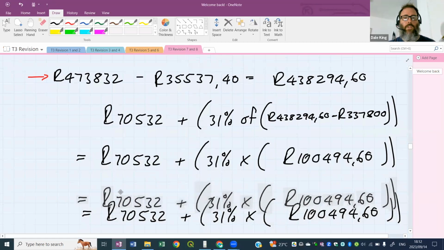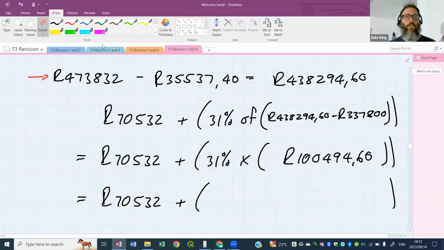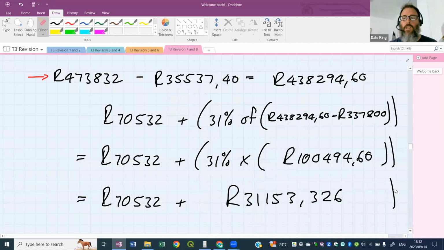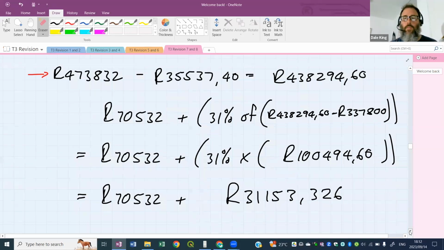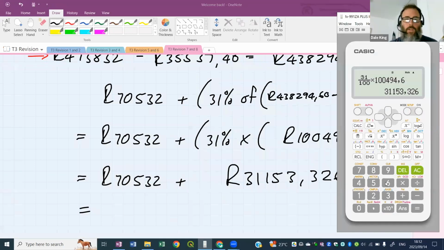All right. So this is where we are. 31,153 and 326 cents. Now, I'm not going to round that off yet. Remember, we always round off at the end, and we don't actually need these brackets now because we just need to add these two up. So we just need to add these up and get the final value. So I'm going to take that value on the calculator as it is.